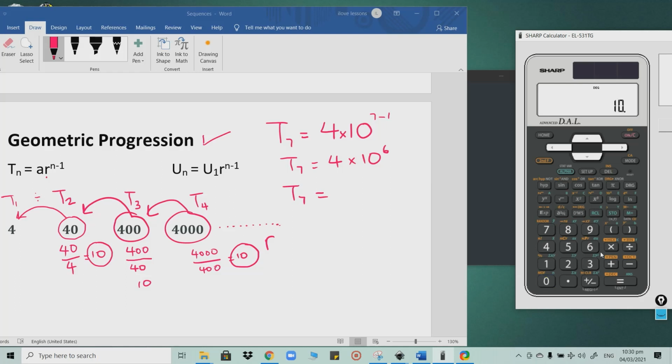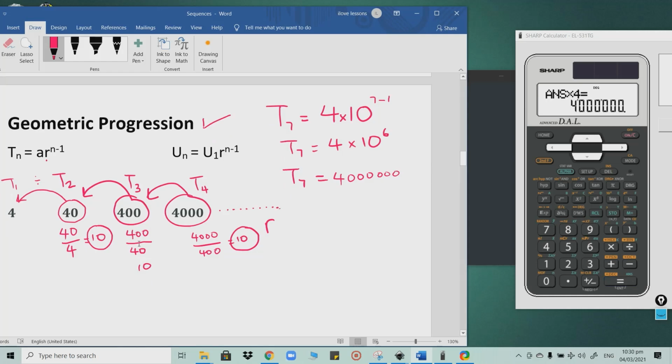10 to the power 6 is that. Multiplied by 4 afterwards. And I get 4, looking like 6 zeros if I'm not mistaken. 1, 2, 3, 4, 5, 6. So that would be my 7th term. It's really, really simple. Okay? So that's a geometric progression.